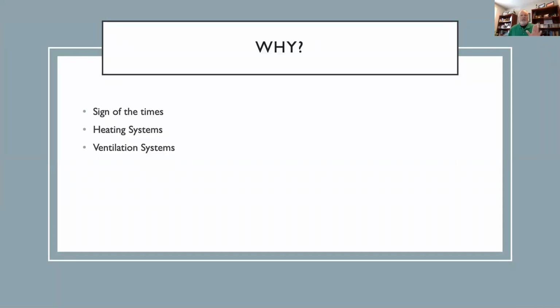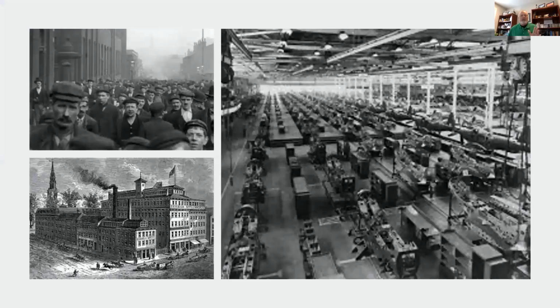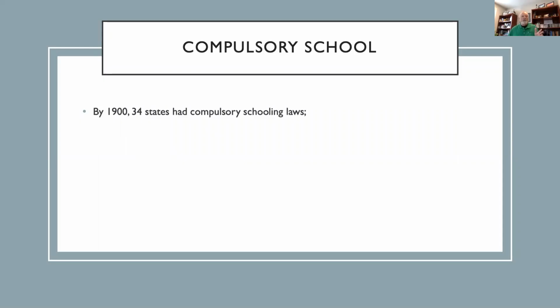So you wanted to do that, but there's also ventilation systems. So ventilation systems really dealt with what's going on in these areas. We had factories, we had areas where we had to try and control what's going on. But we also knew that the other driver was we had compulsory school. By 1900, 34 states had compulsory schooling laws. So what did that mean?